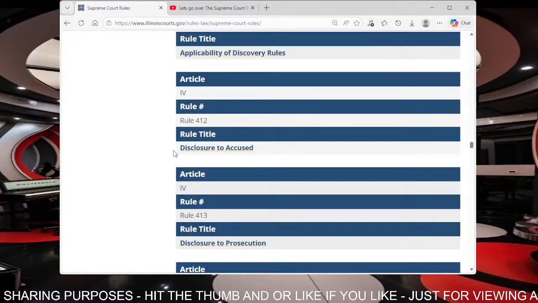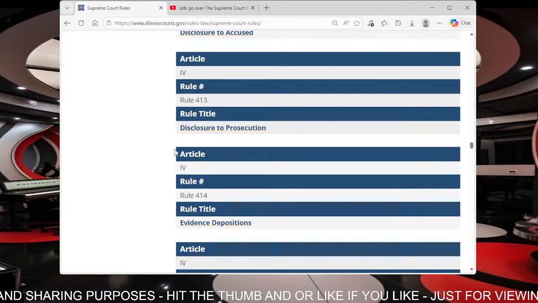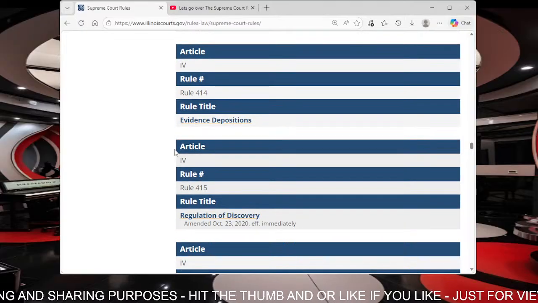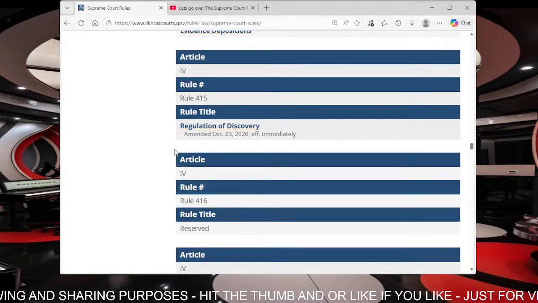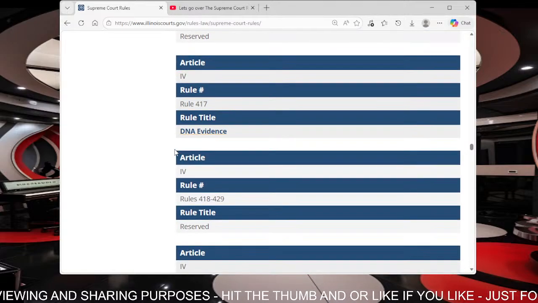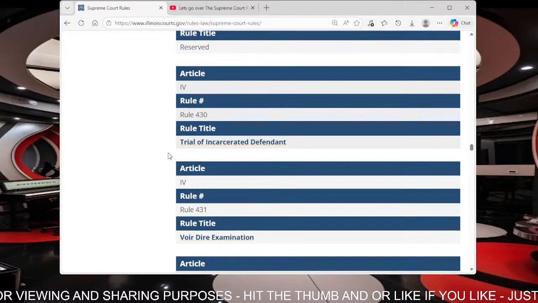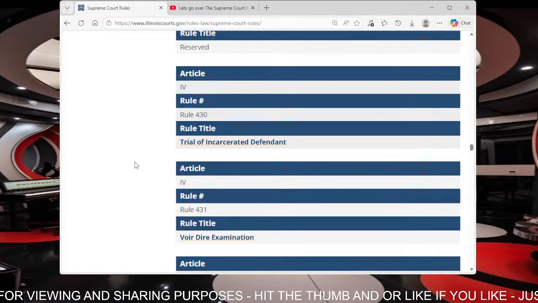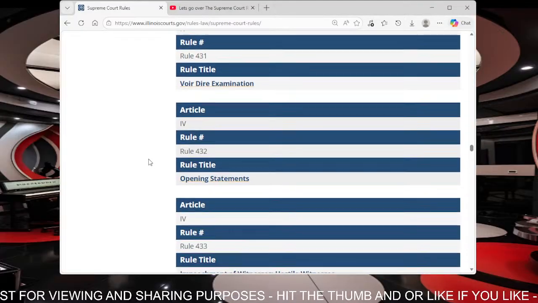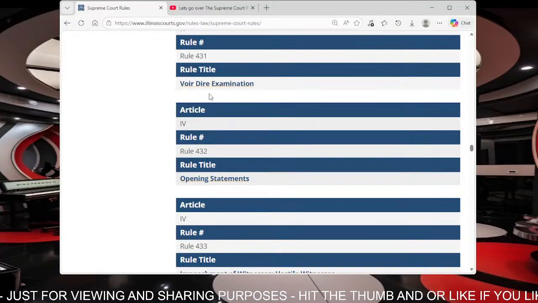Okay. Disclosure to accused, that's at 412. 413, disclosure to prosecution. At 414, evidence depositions. 415, regulation of discovery. DNA evidence at 417. 430, trial of incarcerated defendant. 431, voir dire examination.